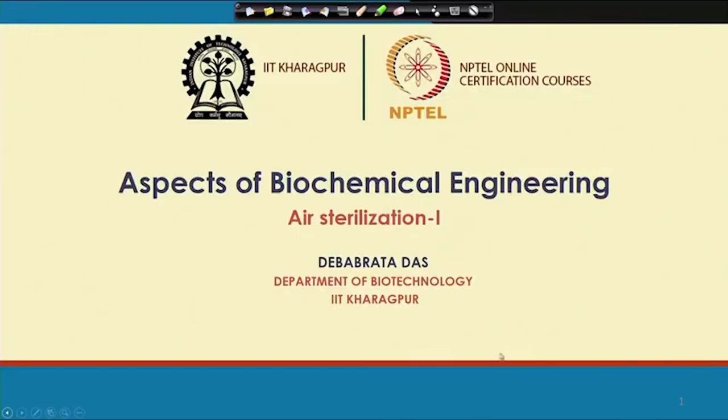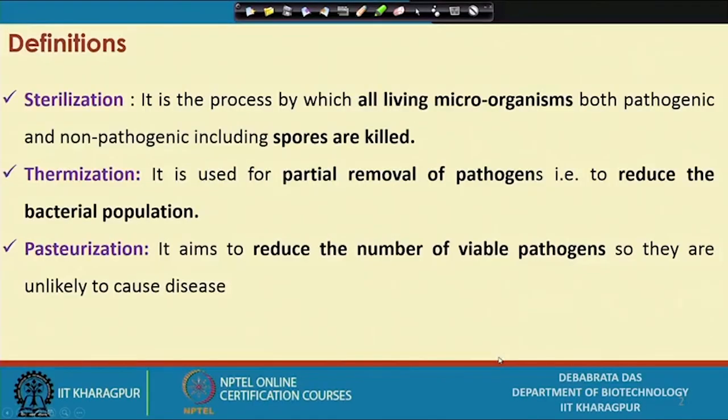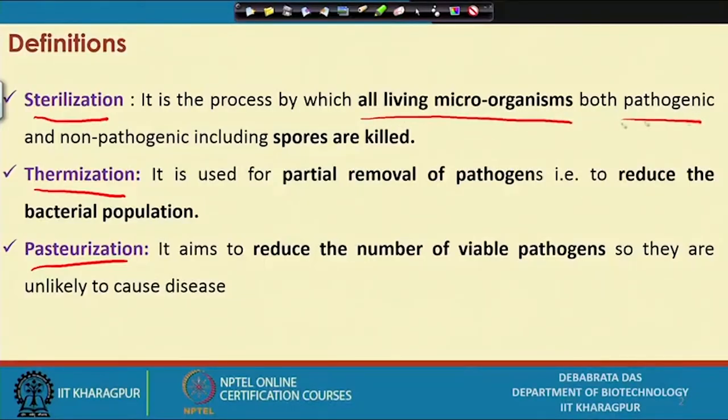Whenever we talk about sterilization, we come across three types of microorganism-killing processes: sterilization, thermization and pasteurization. What do we mean by that? Sterilization means killing of all living microorganisms, both pathogenic and non-pathogenic, including the spores.